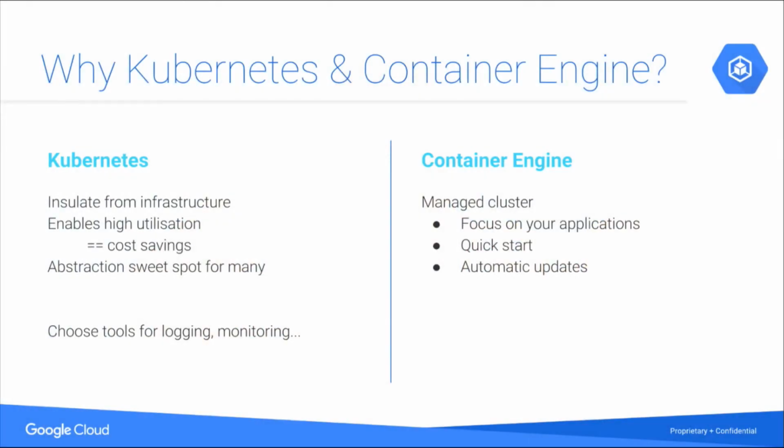So let's see why Kubernetes or container engine for your application. Because it's a managed cluster, you just focus on the application. You don't have to worry about anything else. It's very quick. You could start very quickly, and when you're doing updates, it's really easy. Everything is automatic, so you could roll the updates pretty easily. And when you're running Kubernetes, you insulate the application from the infrastructure. So you're utilizing the maximum, and you save a lot of money around that, and the abstraction level at which it operates is really sweet, so you don't have to worry about anything around that. And you can also choose logging and monitoring for your applications, so that you know what's going wrong if there is anything.